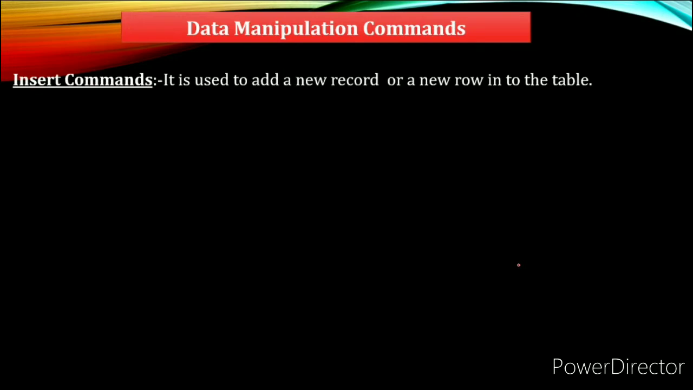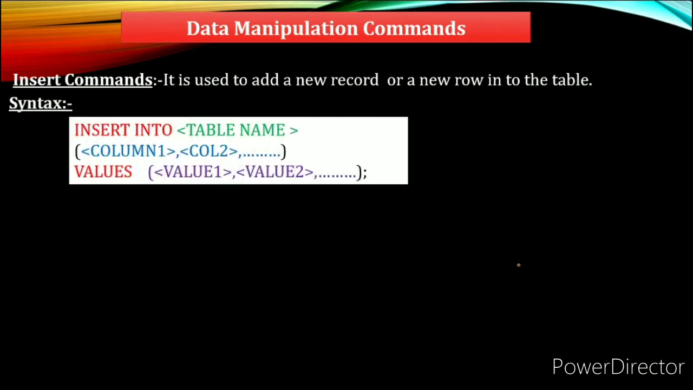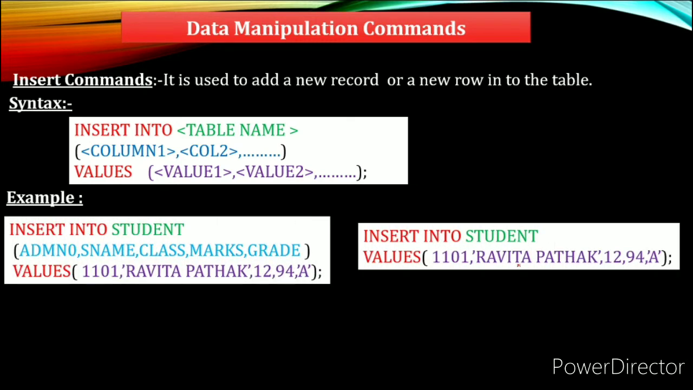Insert command. It is used to insert or add a new row in the table. The syntax is: insert into table name, after that put parenthesis and the names of the columns in which you want to add data, then close parenthesis, then the keyword values, then the list of values which you want to insert in the respective columns, separated by commas. One important thing you should remember is that string and date values must be enclosed in single quotes or double quotes.